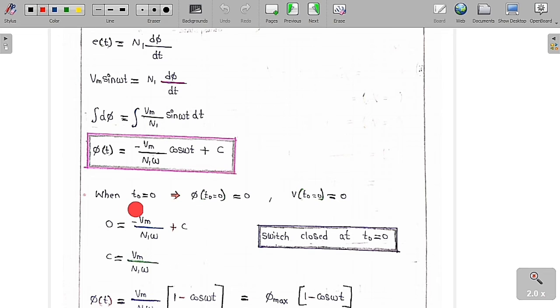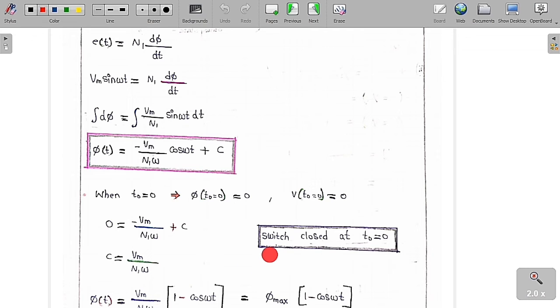Now I assume that I close the switch at t equal to 0. When I close the switch at t equal to 0, the flux at t equal to 0 is 0, because initially there is no flux in the core. So at the switching instant, the flux in the core is 0. Substituting t equal to 0, we get 0 equals minus Vm by N1 omega plus c. So c is equal to Vm by N1 omega.